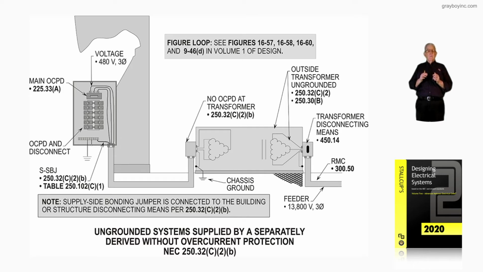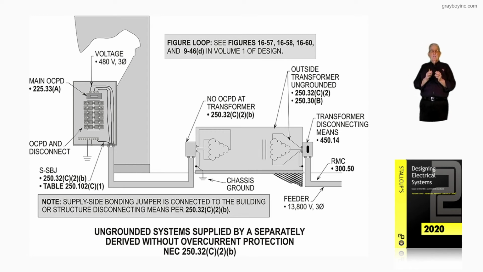250.32(C)(2)(b). Now, once again, the note is talking about a supply side bonding jumper connected to the building or structure disconnecting means as required by 250.32(C)(2)(b). Once again, every time I don't call your attention to this, but always review your figure loop if you feel like you need more information or you just want to have more knowledge pertaining to such an installation.